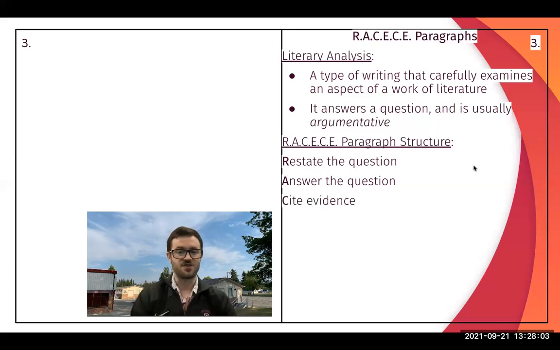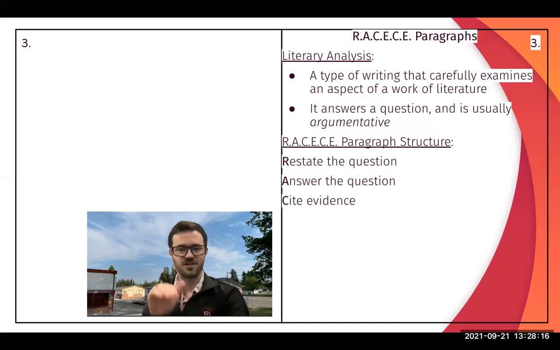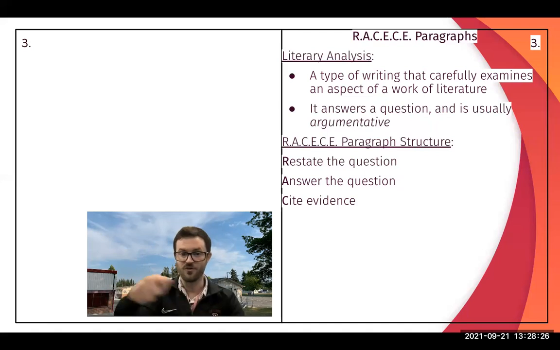C stands for cite evidence. Now, notice that it says cite evidence. So you're not just briefly explaining a thing that happened in the text, but when we say cite evidence, you're actually going in, you're finding a direct quote, you're typing it or handwriting it, whatever the case may be, but you're writing that quote word for word from the text in your paragraph.